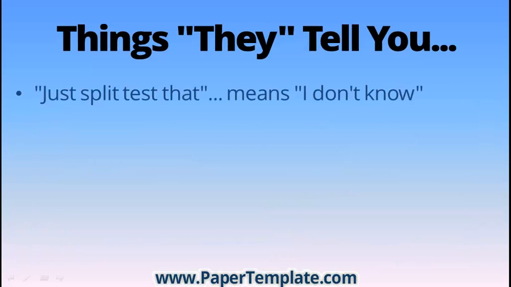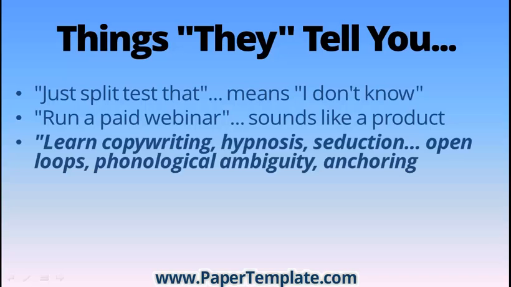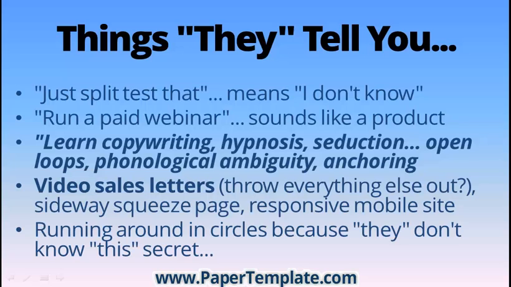But then you go down this other rabbit hole of marketing and copywriting, and they say, if you don't know what color a headline should be, you should just split test that. What they mean by that is they don't know, and there's not enough years in your lifetime to split test every single thing. Or they say, you should run a paid webinar. Well, that sounds like a sales letter on a product to me. Or they say learn copywriting or hypnosis, or hide these little words in there that look one way and sound another way, or have this rhythm, or throw out your whole sales letter and put a video on there instead, or make your website mobile responsive.